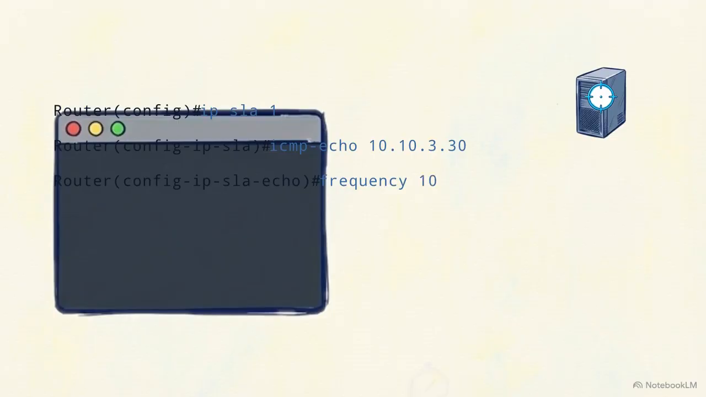Enter Global Configuration Mode on your router and type IP SLA 1. This creates our new monitoring process and assigns it Operation ID 1. Next, tell the router what test to run by typing ICMP echo, followed by our target IP, 10.10.3.3. Set the frequency to 10. This instructs the router to send a ping every 10 seconds, generating a dense stream of data to review.